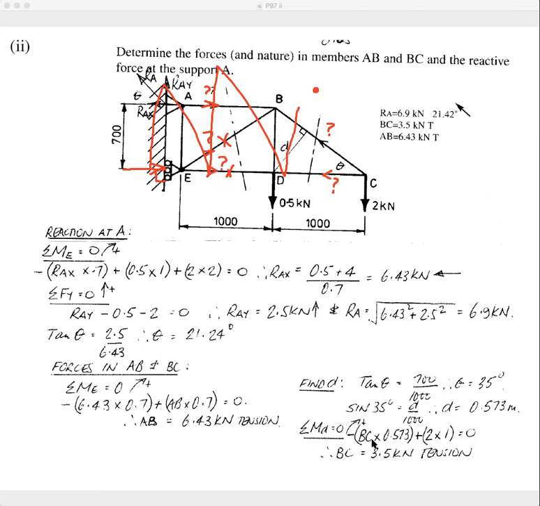So we've got minus BC times 0.573, which is that, going anti-clockwise. You've got 2 times 1, which is going clockwise, which equals 0. And so BC is equal to 3.5 kilonewtons. And because it's positive, that is correct. It's in tension. Okay, that's that method. Now I'll just go over to the next question.